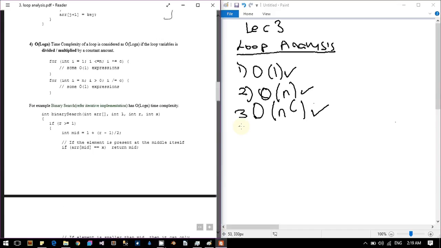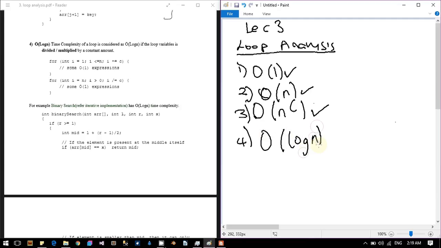Alright, the fourth rule we're looking at now is order log n. The previous one was based on the number of loops. Now, order log n is when the loop variable is divided or multiplied.